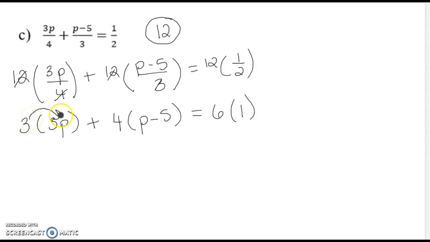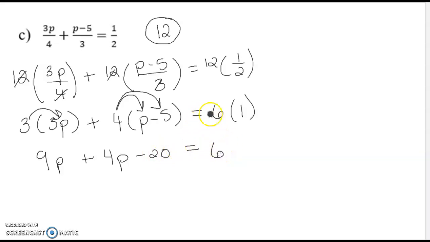Now we get to multiply. So 3 times 3p gives me 9p. And then I have plus 4 times p. So positive 4 times positive p gives me positive 4p. Positive 4 times negative 5 gives me negative 20. And then my equal signs lined up, and 6 times 1 gives me 6. So now I can add these two up. 9p plus 4 more p gives us 13p. And then subtract 20 equals 6.